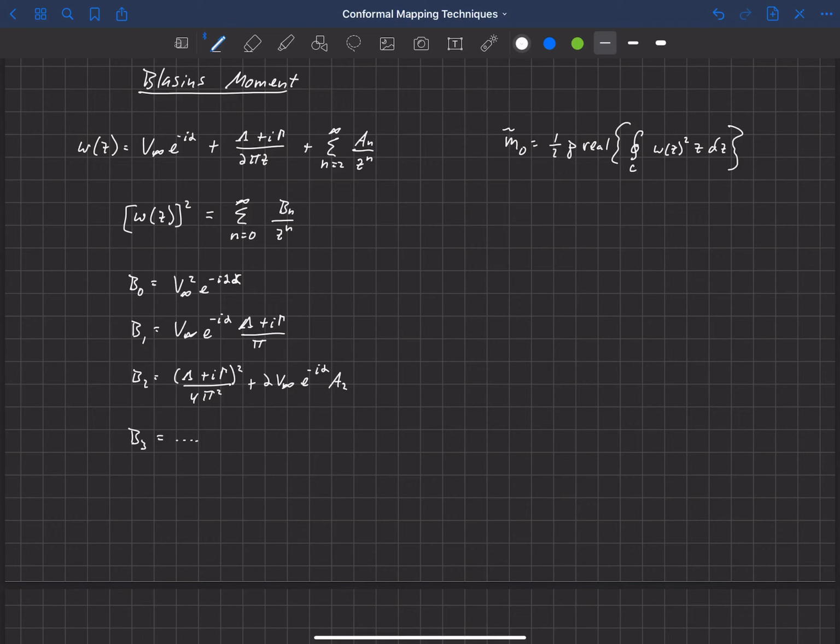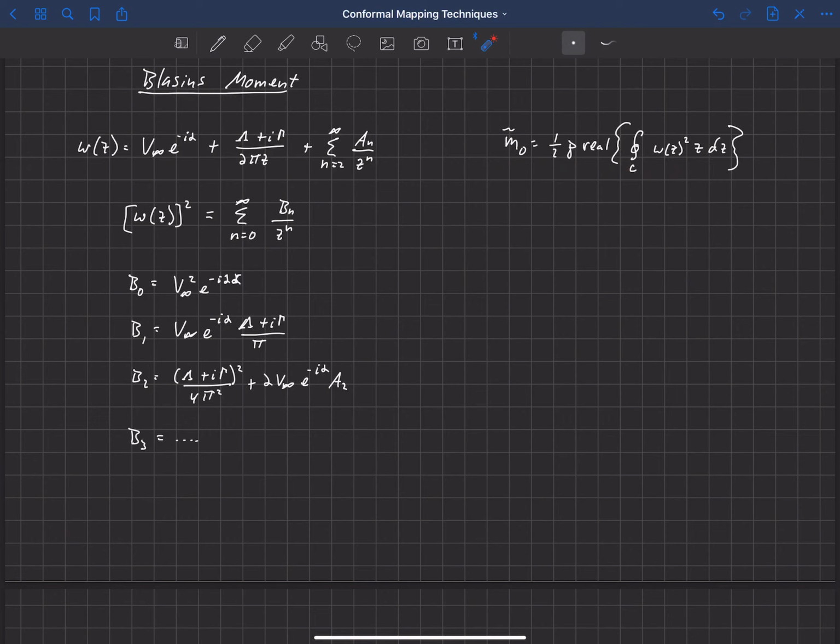So now we can repeat this process for what we did with the Blasius force, now for the Blasius moment. What I have here is the general equation W of z in terms of the net flow and the circulation, and then of course this is the Laurent series expansion. This is a general form of the complex velocity, and then we have this equation from Blasius.